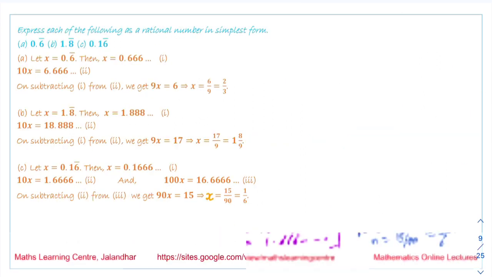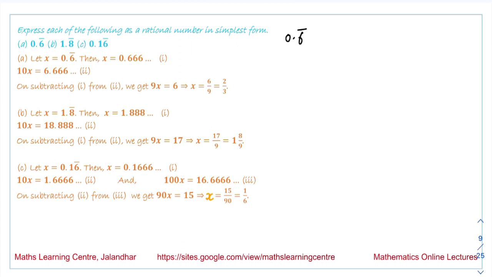The next question is based on expressing rational numbers in the simplest form. These kinds of questions we have already studied in our previous class, in class 9th. So these are just review problems that we are repeating here. The first number we have is 0.6 bar. This 6 bar means that 6 is repeating here. So how did we used to calculate these values? Suppose x is equal to 0.666 and so on.